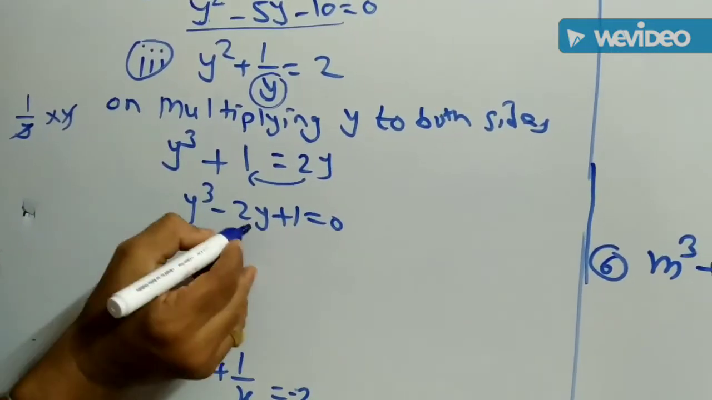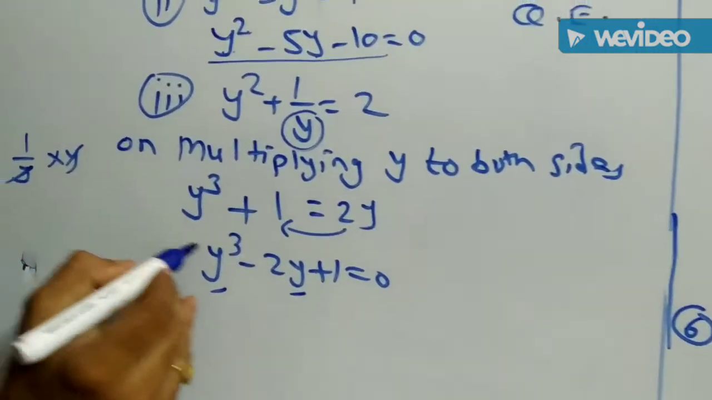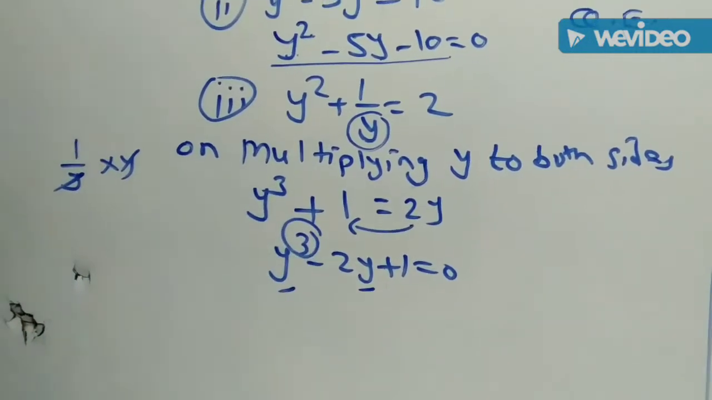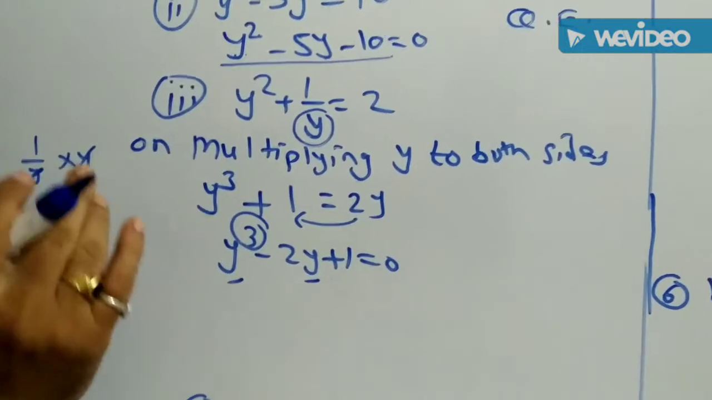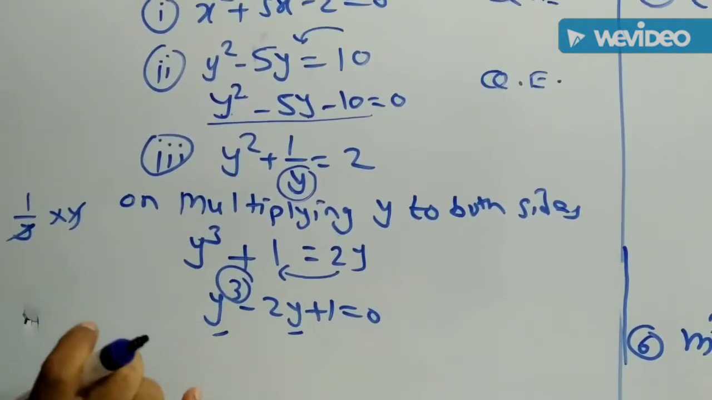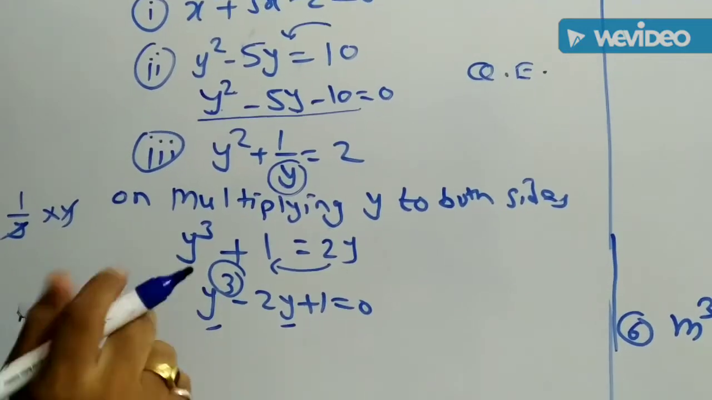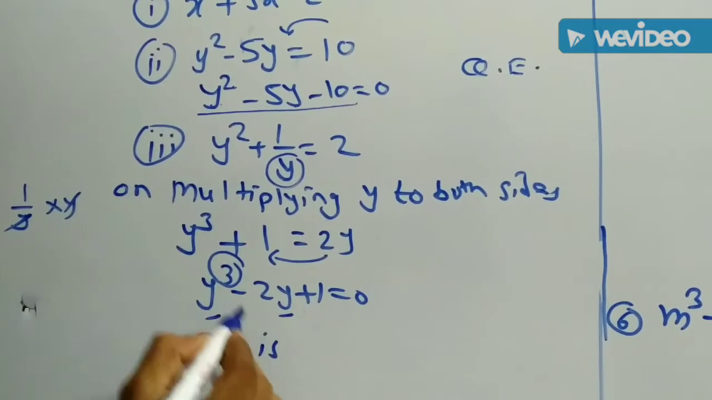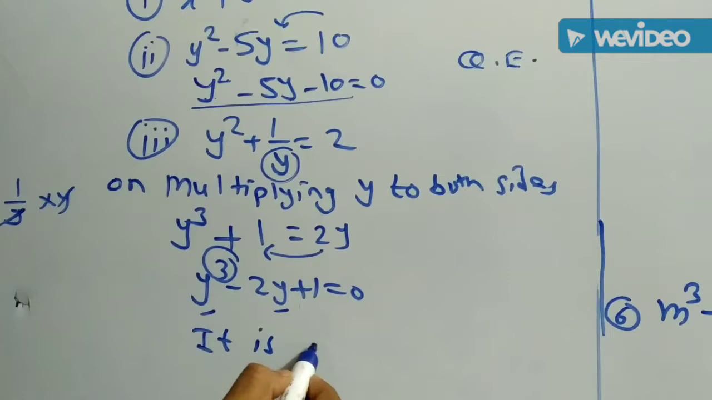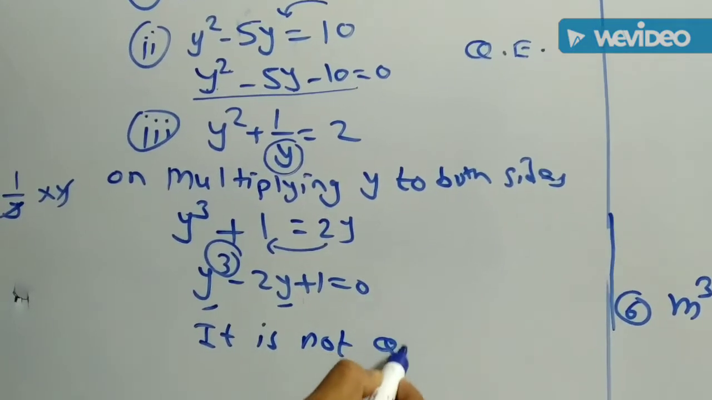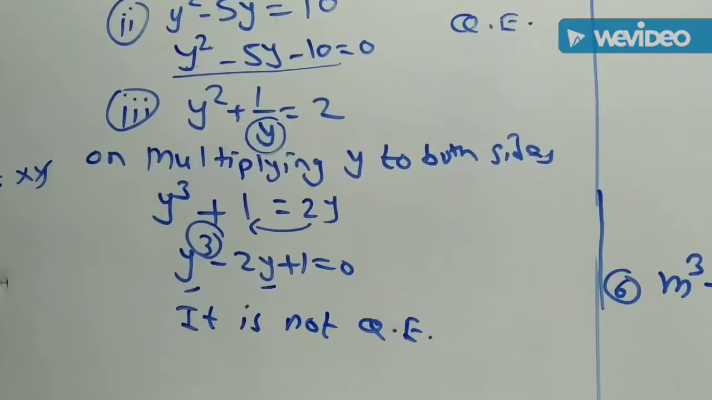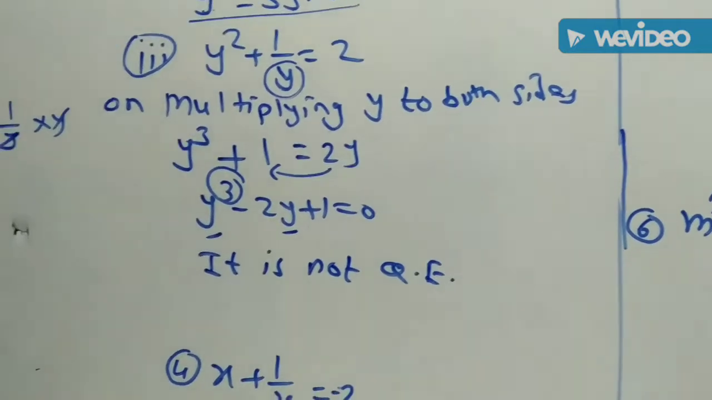Now this is a polynomial with one variable, but its degree is 3, which is not 2. For a quadratic equation, the highest degree of the variable must be 2. Here it is 3. Therefore, the given polynomial is not a quadratic equation. That means we write it is not a quadratic equation.